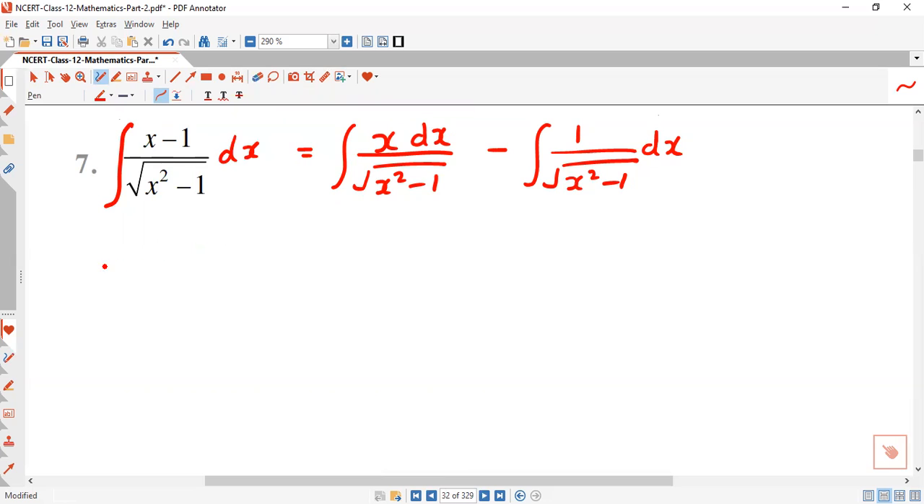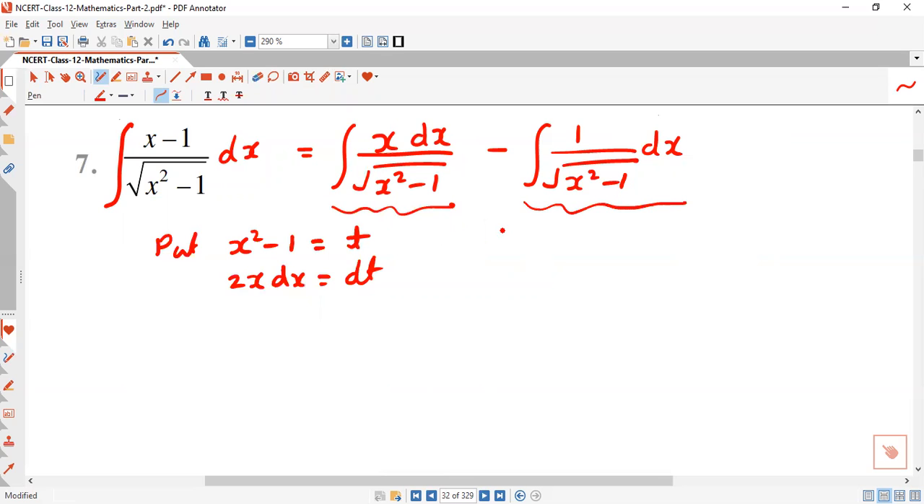In the first part, we have x in the numerator. How can we remove this? Take the radical sign, x square minus 1 equal to t, so this x can be removed. In the first integration, put x square minus 1 equal to t. So we get 2x dx equal to dt. The second one is the direct formula, and we can use it here to solve this question. For the second one, let me write down what the formula is.